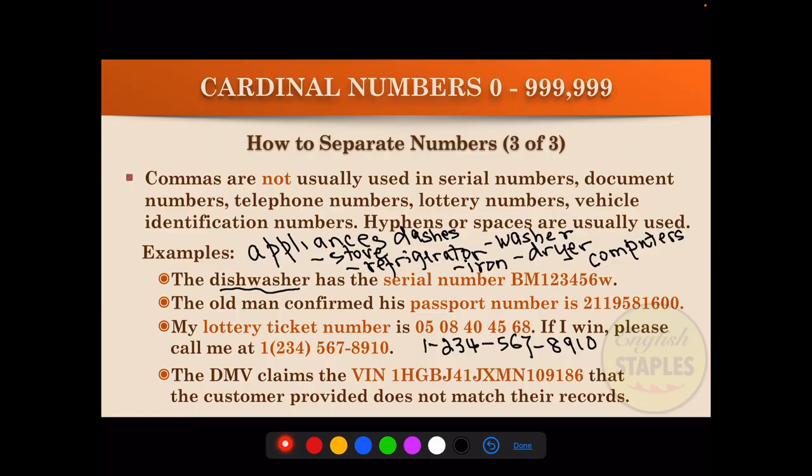The DMV, which is the Department of Motor Vehicle, claims the VIN number 1HGBJ41JXMN109186 that the customer provided does not match their records. Of course, it's a fictitious number. None of these numbers are real. They're all made up, but they're just in the same format that they normally are.